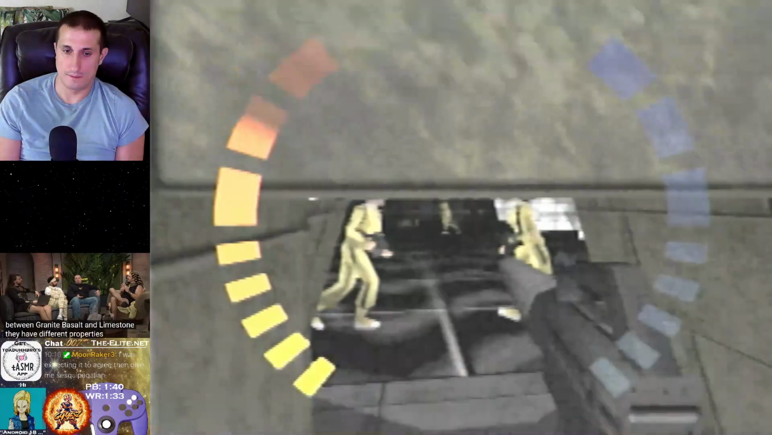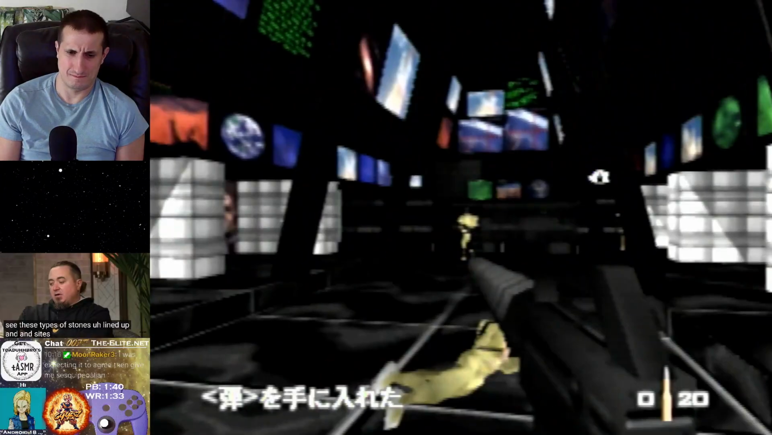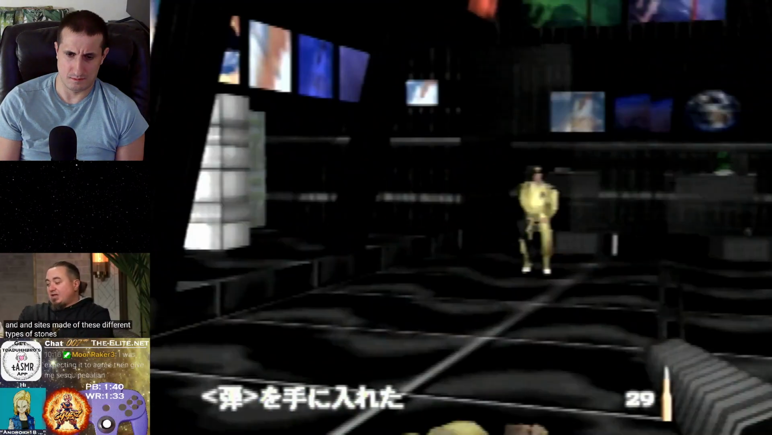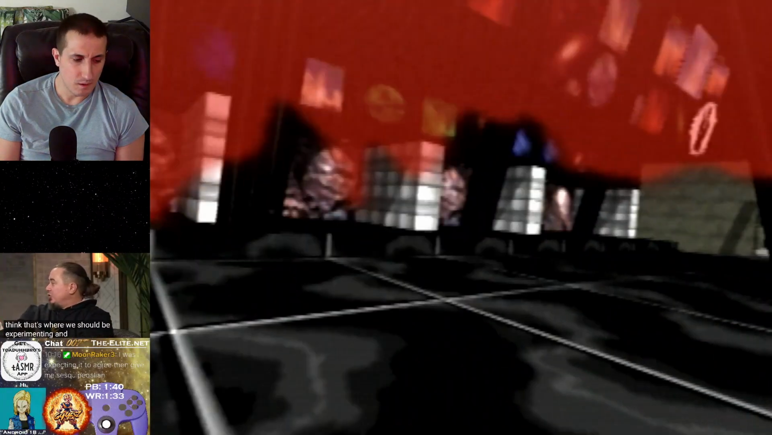They have different properties. So you see these types of stones lined up and sites made of these different types of stones that have these different electromagnetic properties to them. I think there's possibilities. I think that's where we should be experimenting and doing work to try and figure it out. Is there evidence of cities close to every one of these pyramids?